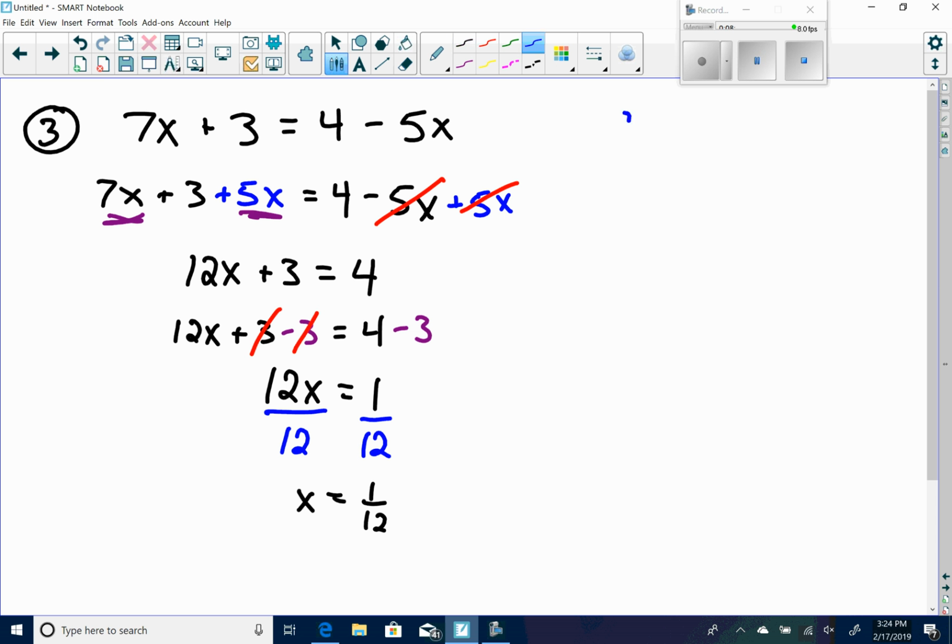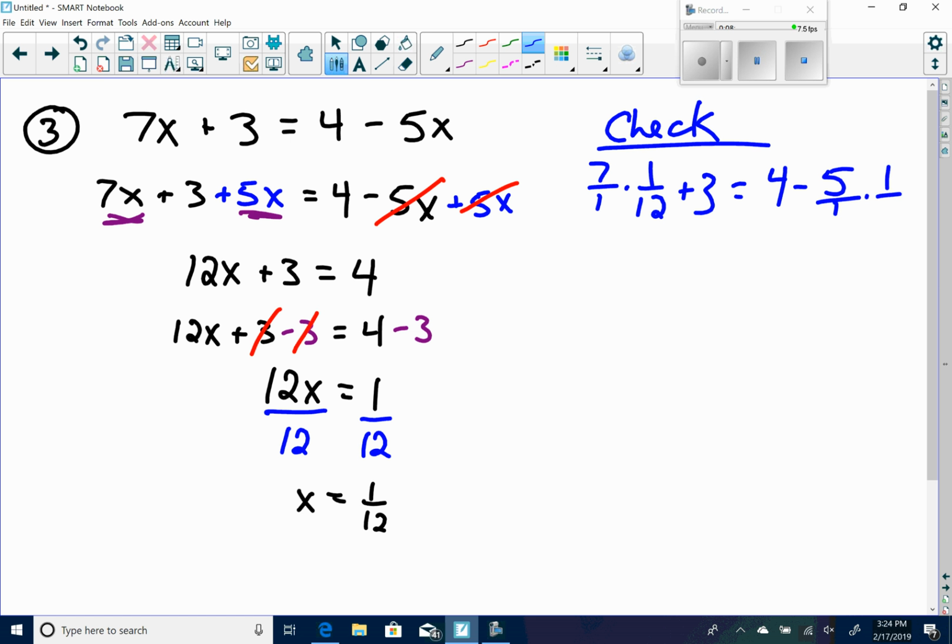So this is where it's really important to want to show this check. So over here now, if x is equal to 1/12, I'm going to take that 7 again, put it over 1, times 1/12, plus 3. I want to make sure that that's going to turn out to be the same as 4 minus 5 over 1 times 1/12. So this will give me 7/12 plus 3 equals 4 minus 5/12.